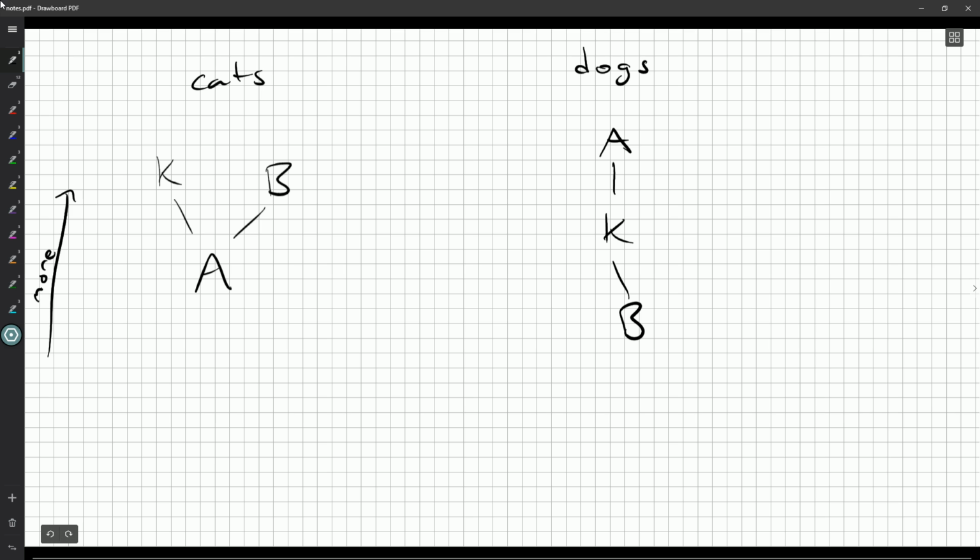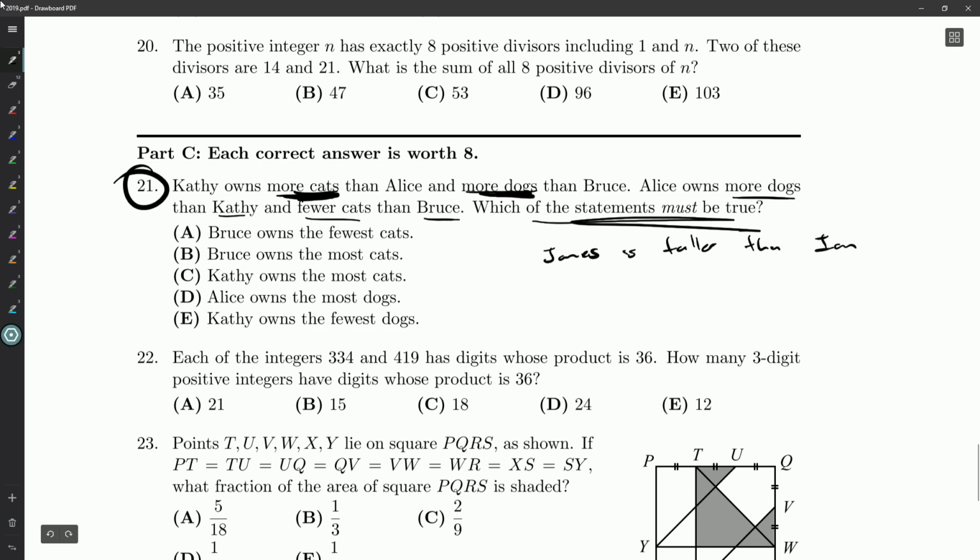Whereas I can say, okay, Alice has more dogs than Kathy, and Kathy has more dogs than Bruce, therefore Alice has more dogs than Bruce. This is something called the transitive property, if you're curious about these sorts of things. So this is the information that is presented to me. Now, what would I look for in these various statements?